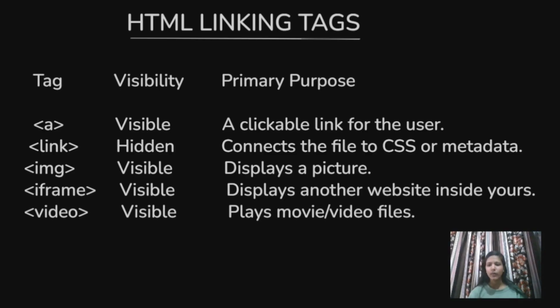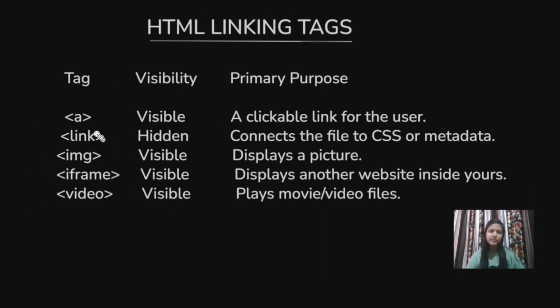So let's start now. This is the overview of the link tags. First is the anchor tag, which is visible, and its purpose is a clickable link for the user. Second is the link tag, which is hidden and connects the file to CSS or metadata. Third is the image tag, which is visible and displays a picture. Fourth is iframe, which is visible and displays another website inside your page. And the last one is the video tag, which is visible and plays movie or video files. So let's start and see them one by one.